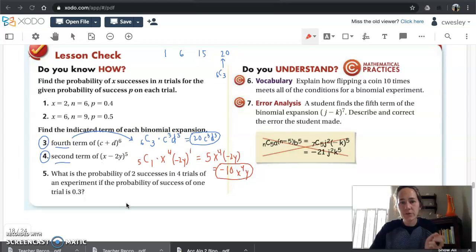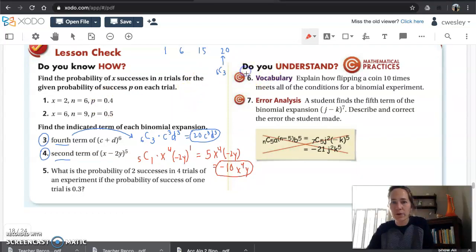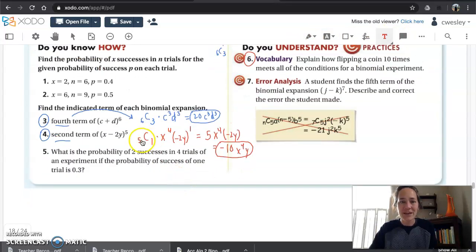And you see some other good review problems here in this lesson check. I just want to talk about one more, number 6, just to refresh it. It's been a few days since we've talked about the actual definition of a binomial experiment. Number 6 says explain how flipping a coin 10 times meets all the conditions for a binomial experiment. These problems where we've been using the binomPDF and binomCDF shortcuts in our calculator. Well, do we remember them? What are the conditions for something being binomial? I'm just going to type the answer at the bottom here in this space.